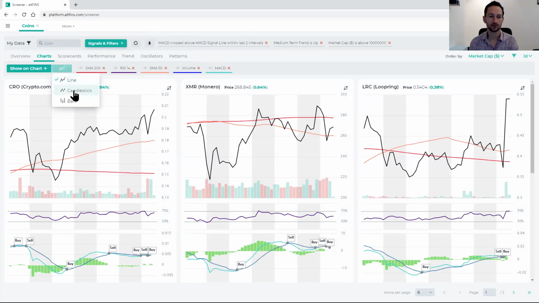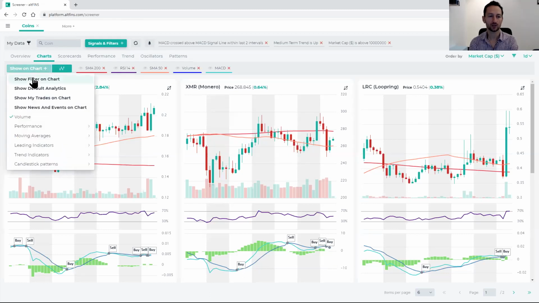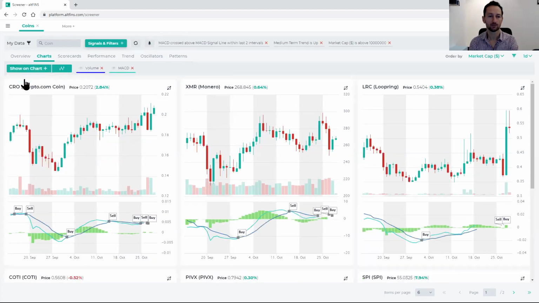and see if there's something that we would like. Now, by the way, by default, we have various indicators here like SMA 50, SMA 200, RSI. Right now, for this strategy, we don't need those indicators. That's noise. So let's get rid of that. Either you manually check it off, or you can go to show on chart and say show filter on chart. Boom, we're just down to price chart and MACD.